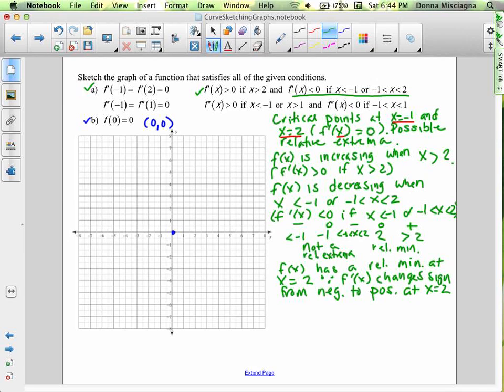And then we know that x equals -1 is not a relative extrema because f prime of x does not change sign at x equals -1. I don't know why I didn't use a symbol for because on that one, but oh well. All right, so that's not an extrema. So we've got that part.